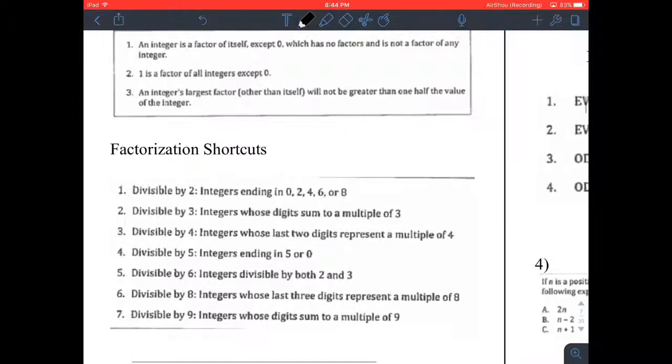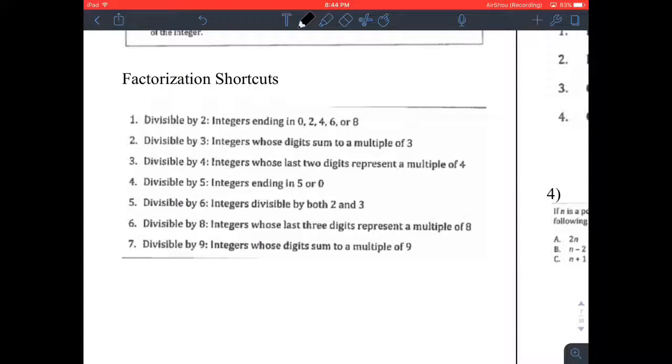Here are some shortcuts for factoring that I'm sure you know, but let's just review them. If a number is divisible by 2, if 2 goes into it evenly, then it has to be an even number, ends in 0, 2, 4, 6, or 8. To divide it by 3 evenly, if you add up the digits and the sum you can divide by 3, that means you can divide the whole number by 3.